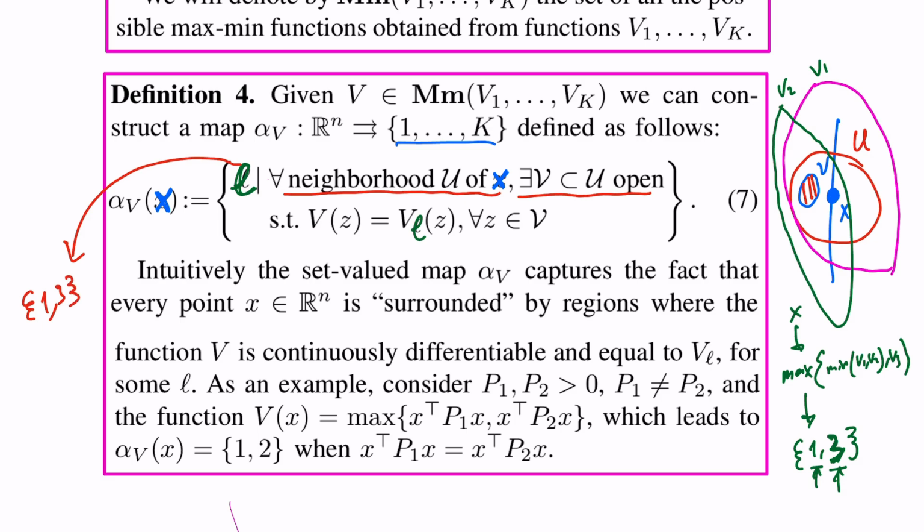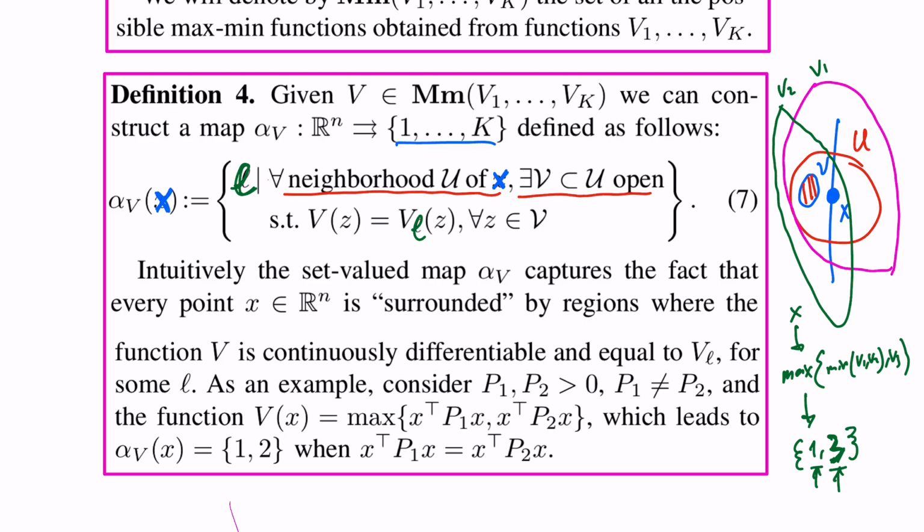So this is the method by which you would compute the output of alpha V of x for a given x, of course. Let's look at it intuitively: the set-valued map alpha V captures the fact that every point is surrounded by regions where the function V is continuously differentiable. That makes sense, right?